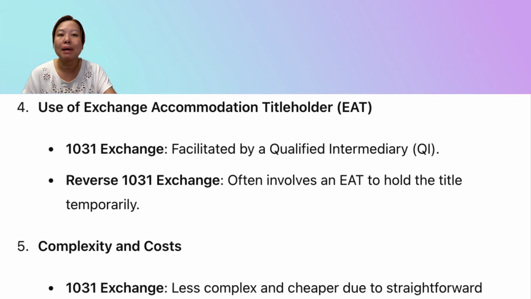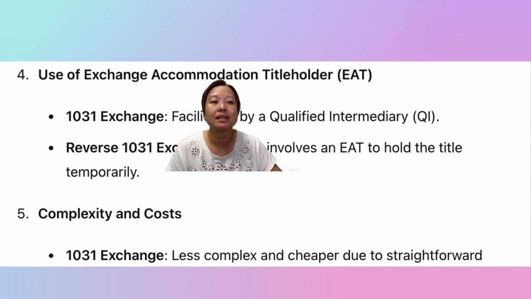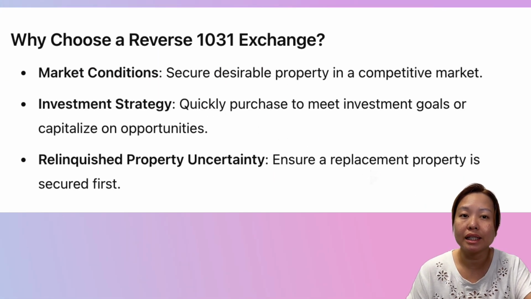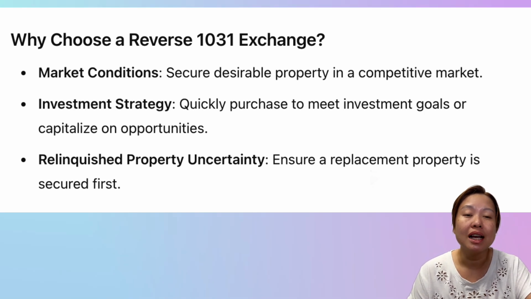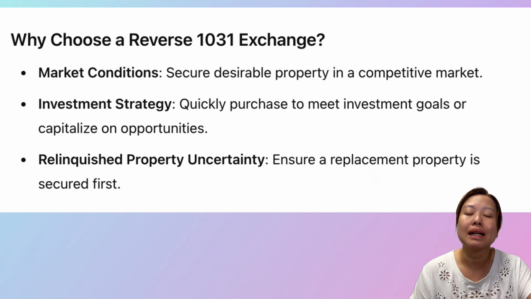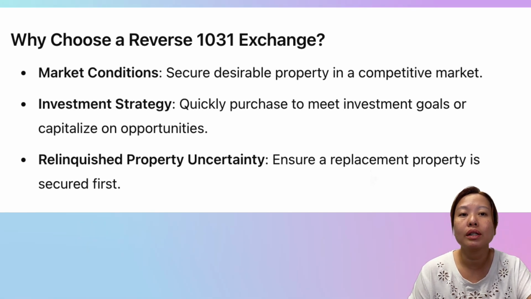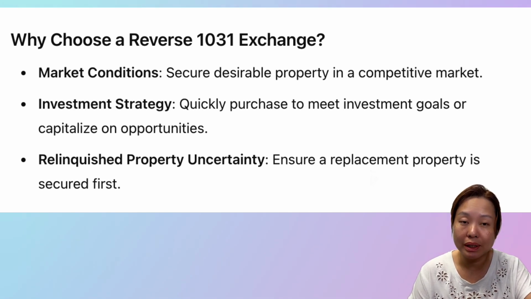So why might an investor choose a reverse 1031 exchange over a delayed 1031 exchange? The investor might choose it for several reasons. First of all, it could be market conditions. In a competitive real estate market, the investor might want to secure a desirable replacement property before it is sold to someone else. In terms of investment strategy, the investor might need to purchase a replacement property quickly to meet a strategic investment goal or to capitalize on a time-sensitive opportunity.